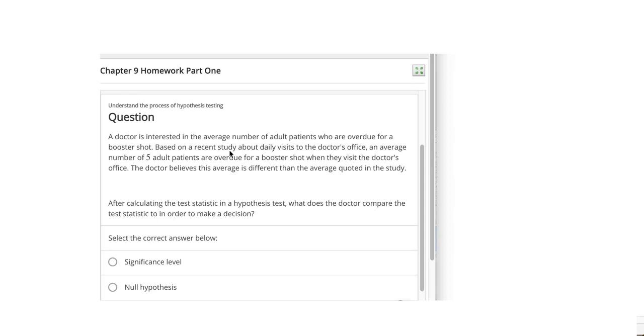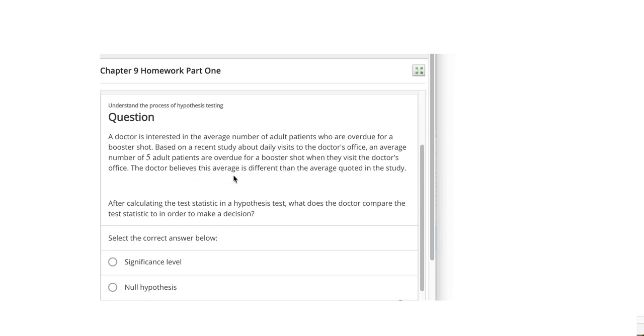Doctors are interested in the average number of adult patients who are overdue for a booster shot. Based on the recent study about daily visits at the doctor's office, an average number of 5 adult patients are overdue for a booster shot when they visit the doctor's office. So it must be the 5 adults out of the total daily adults that visit the office.